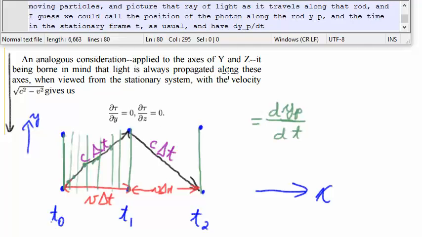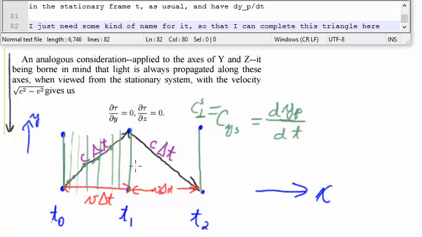Light is always propagated along these axes when viewed from the stationary system. So this would be c y stationary, or maybe you'd call it c perp, c perp stationary. I just need some kind of name for it so I can complete this triangle and say that this side of the triangle is c perp delta t.